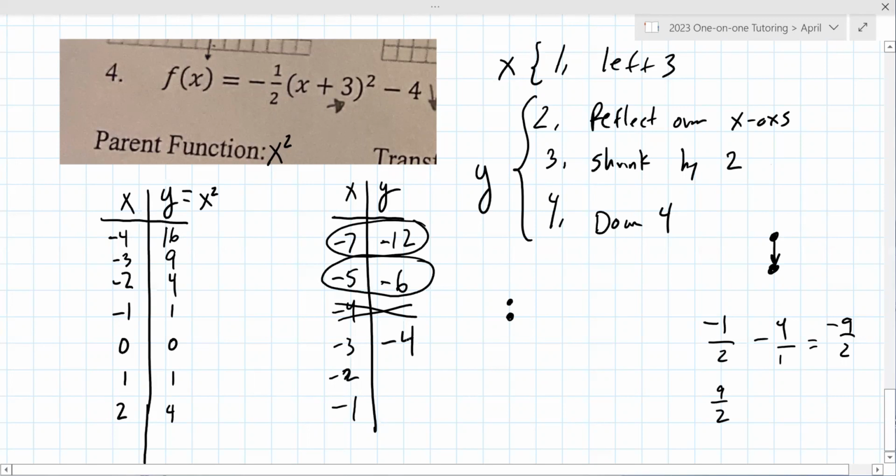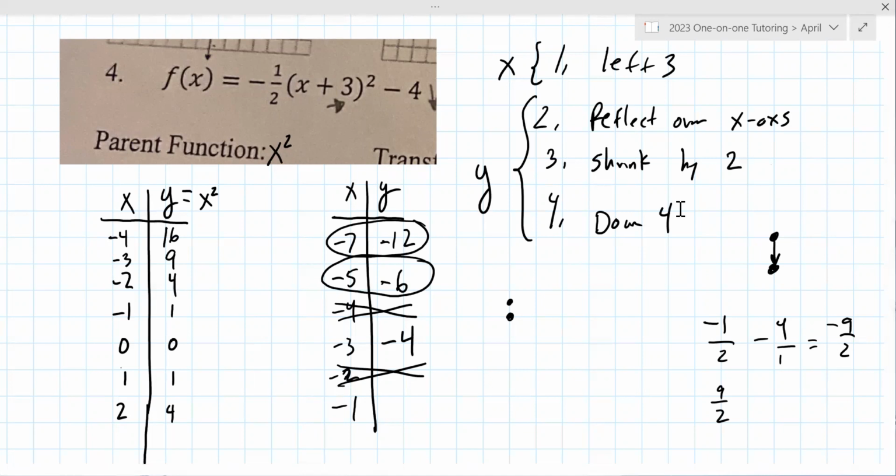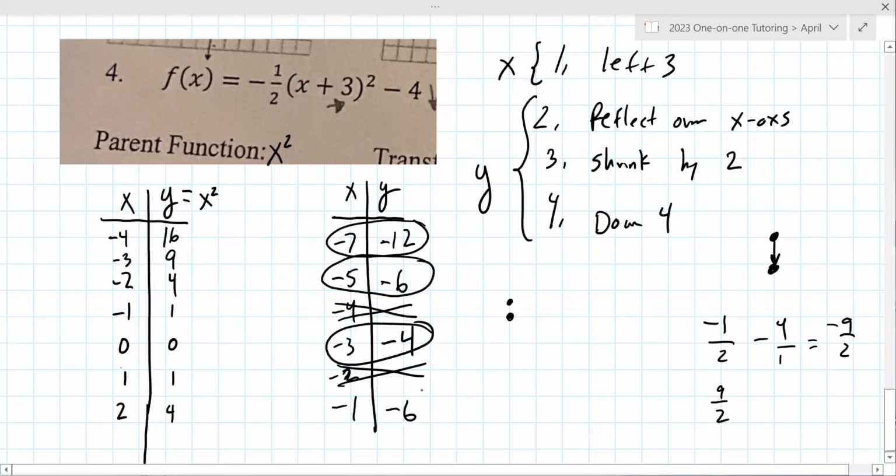We're going to skip -2, so the 2 went to the -1. 4. You reflect it over the x-axis, negate it, divide by 2, and then down 4. What does that become? If you reflect over -4, shrunk by 2, -2, -6. Okay, and notice the nice symmetry there with this other point.